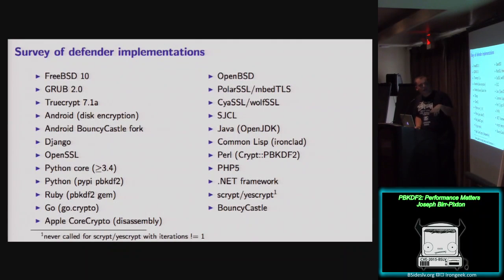Interesting things on this slide. Scrypt: most people know it has a PBKDF2 pre-processing and post-processing step, but it only runs it with iterations 1. So it's kind of interesting, but it doesn't change scrypt in any way. However, if you want PBKDF2, you probably shouldn't take theirs. And Apple CoreCrypto as well, which was mentioned yesterday, I think. All the rest were from code review. This one's from disassembly because Apple hates freedom.